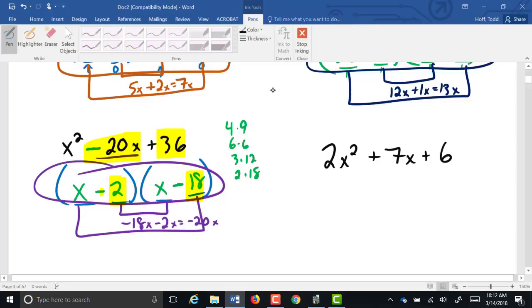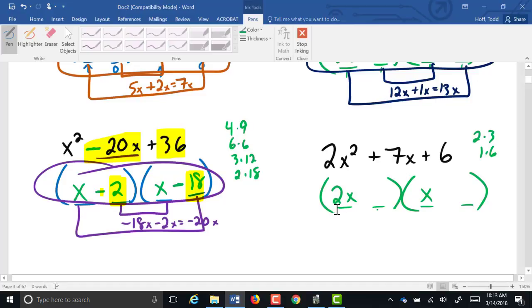So here, no common factors. These two, the first two have to multiply to make 2x squared. So one of them has to be 2x and the other one x. The other ones have to multiply to make 6. So that's either 2 times 3 or 1 times 6. Now you might be looking at that thinking, well, the 1 times 6 looks like a winner because that adds to 7. There's a problem.